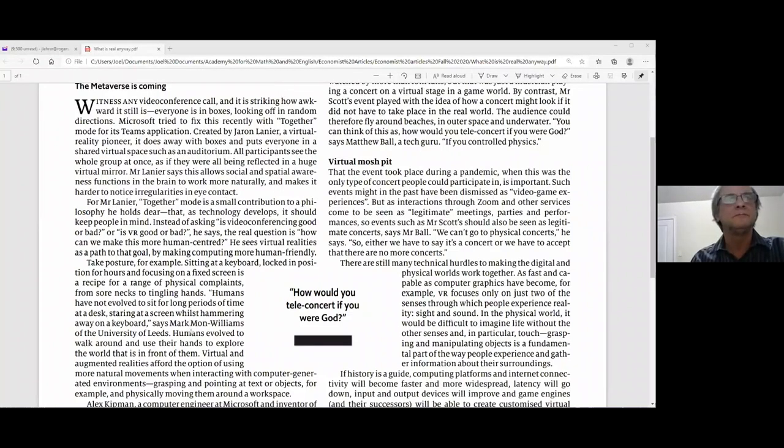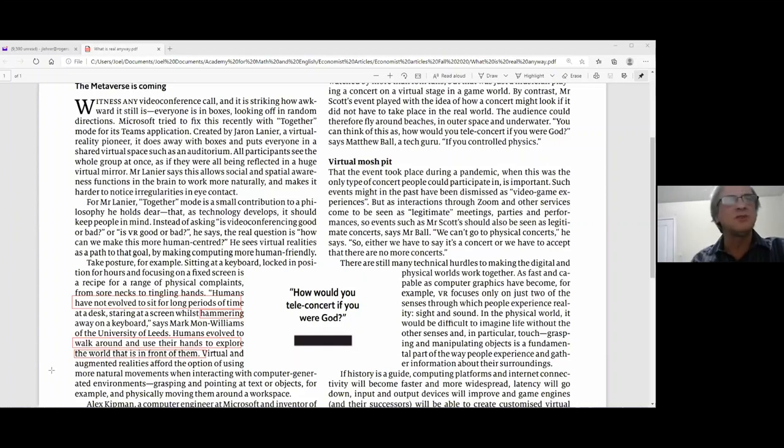Take posture, for example. Sitting at a keyboard, locked in position for hours and focusing on a fixed screen is a recipe for a range of physical complaints, from sore necks to tingling hands. Humans have not evolved to sit for long periods of time at a desk, staring at a screen while hammering away on a keyboard, says Mark Mon-Williams at the University of Leeds. Humans evolved to walk around and use their hands to explore the world that is in front of them. Virtual and augmented realities afford the option of using more natural movements when interacting with computer-generated environments, grasping and pointing at text or objects, for example, and physically moving them around a workspace.